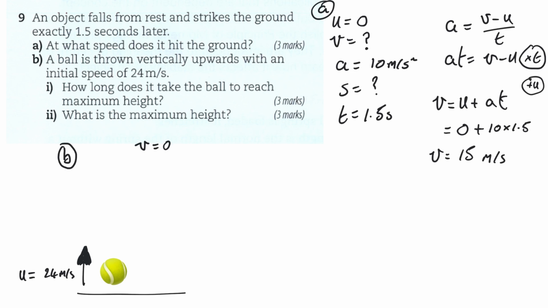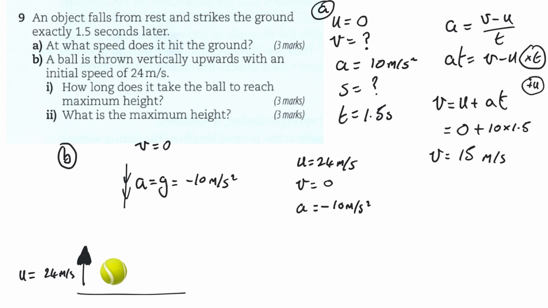So we're going to get a u of 24 meters per second upward, v equal to 0. And a will equal gravity, which is going to be minus 10 meters per second squared, because it points down, and that means it has to have the opposite sign to the 24 meters per second, which we took to be positive. So we start making out our UVAST list. u is 24, v equals 0, a equals minus 10, s we don't know, that'll be the height it rises to, and t we're being asked to find.